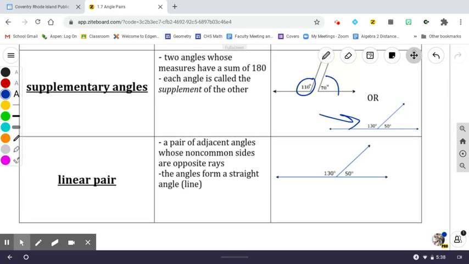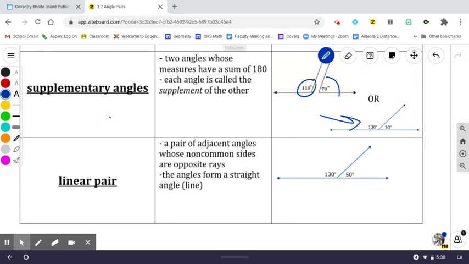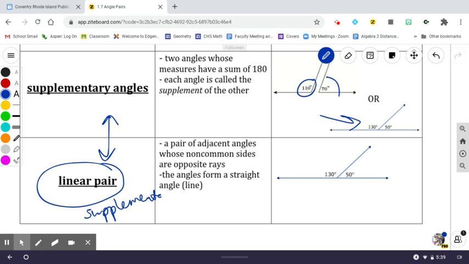Next is a linear pair. So supplementary angles and linear pairs kind of go together. And what I mean by go together is linear pairs are always going to be supplementary. So they're just like a more specific type of supplementary angles. Linear pairs, this is a linear pair. It's supplementary angles that are basically next to each other. So here's our linear pair.